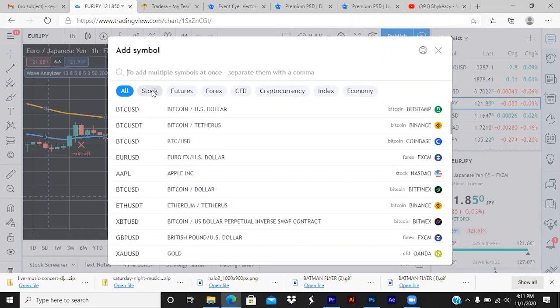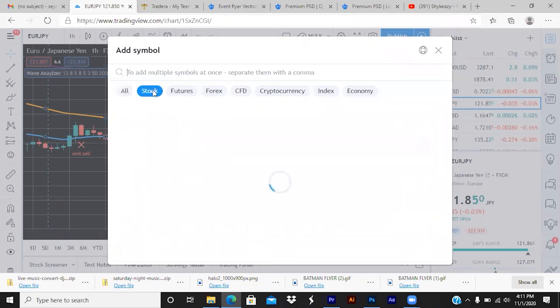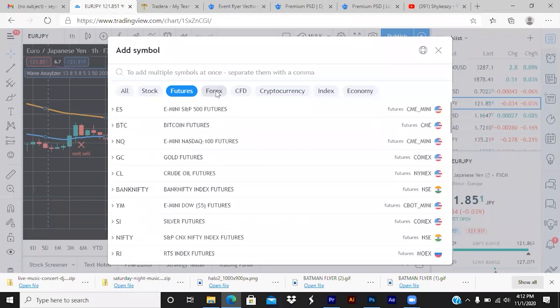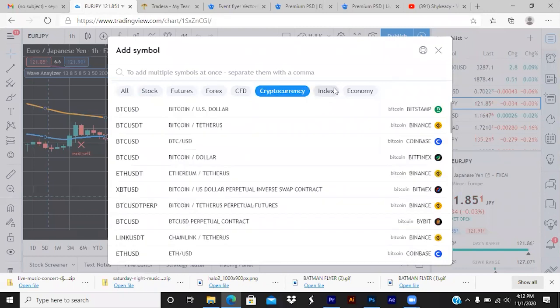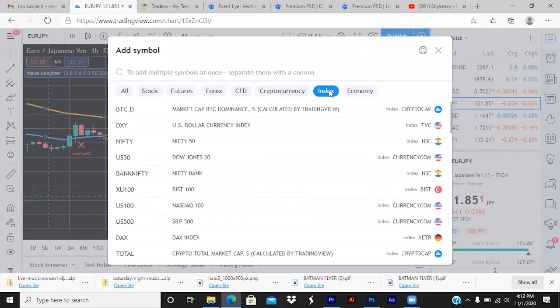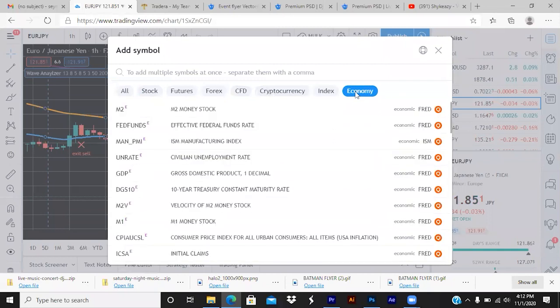Now when you're searching up the symbols, you can click stock, futures, or Forex, so you're going into individual sections. Even cryptocurrency and index. You don't know what index is? It's an indice. And then you can go to economy.